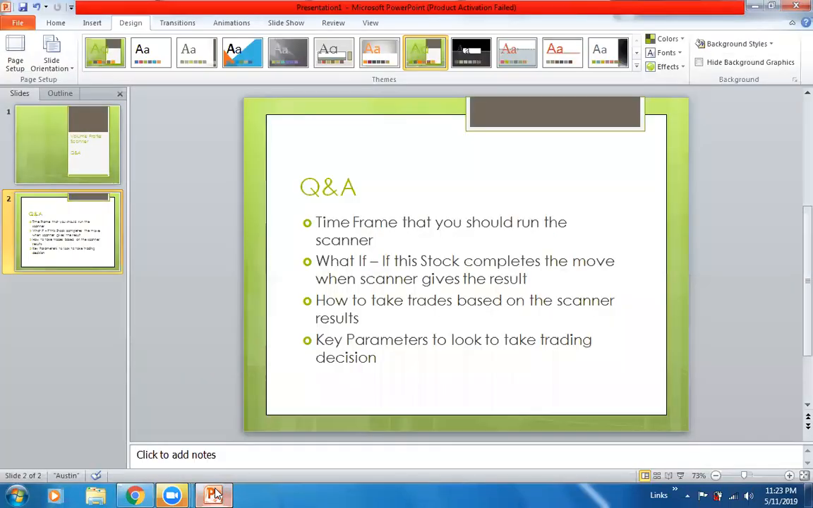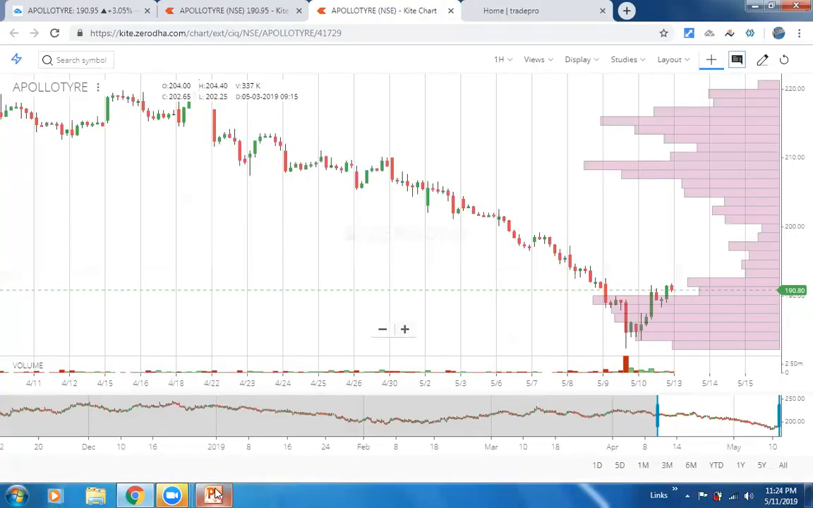Okay, well, coming to the third question: how to take trades based on the scanner results. Very good question, and a very important one also. Whenever you run the scanner, please ensure that you run it, as in the first question, at a defined periodicity to understand whether you got that particular stock before or not. If you are not running it at a predefined time, you might not be able to understand whether you got the stock in the previous scan or not.